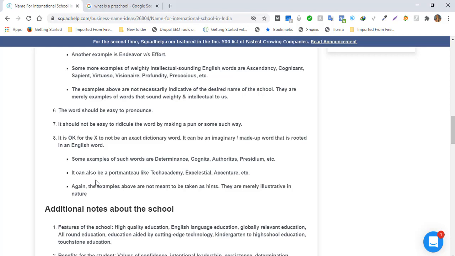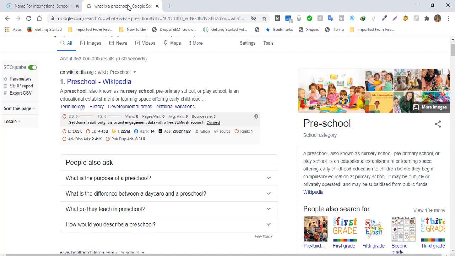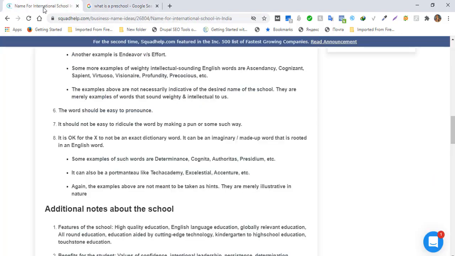Then it can also be a portmanteau like Tech Academy, Ex Celestia, Accenture. Now, any you don't understand, you have the search engine there. Just go to the search engine. Don't be lazy. If you are the type that is lazy, then forget about freelance totally. A lazy person cannot do freelancing. So you see it there. The examples above are not meant to be taken as hints. They are merely illustrative in nature.